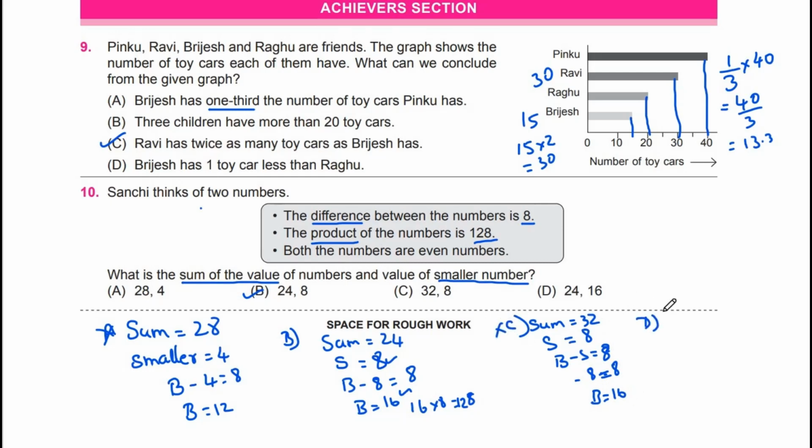Now let's see option D. Here also the sum is given as 24 and the smaller number is 16. So some big number minus 16 should be 8. So what can be that number? That has to be bigger than 16, which is 24. So the bigger number has to be 24. So 24 plus 16, does it give you 24? No. So here option D also goes wrong. That is also not right. So what is our correct answer? The correct answer is option B, which is 24, 8.